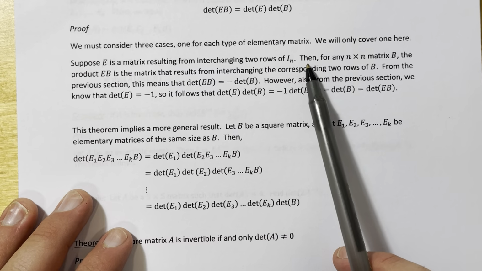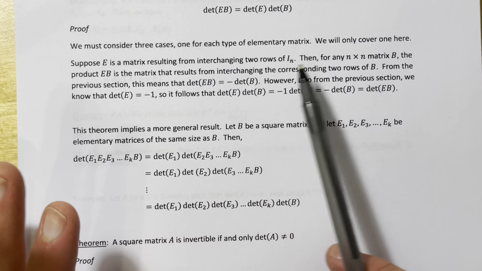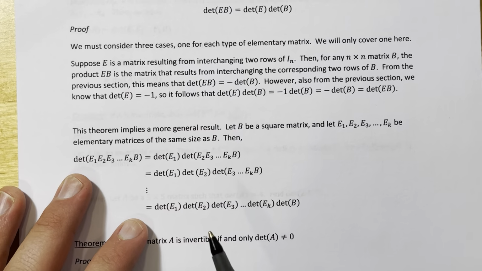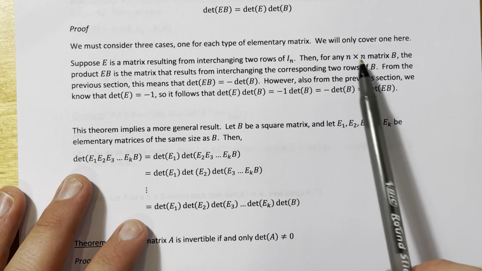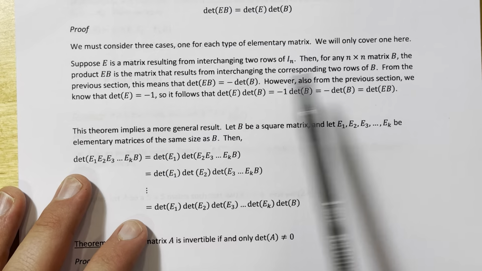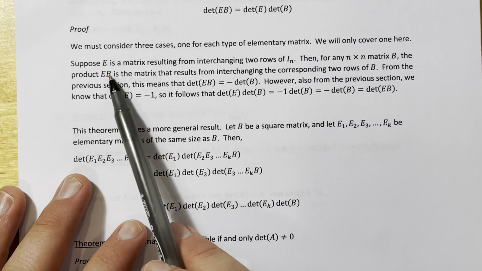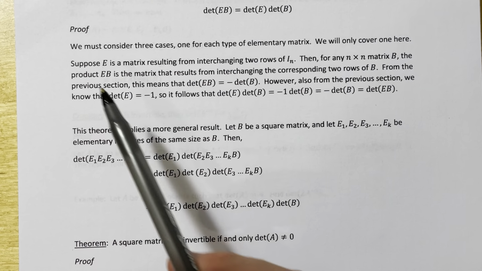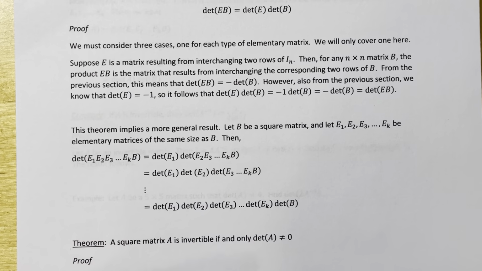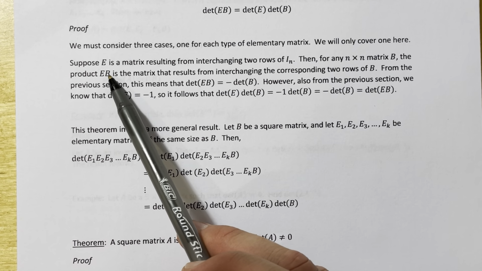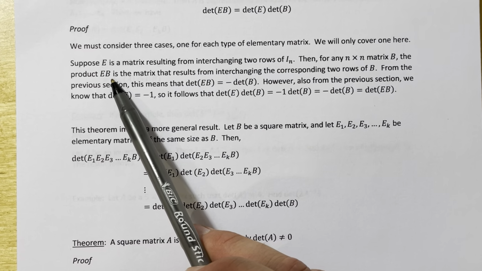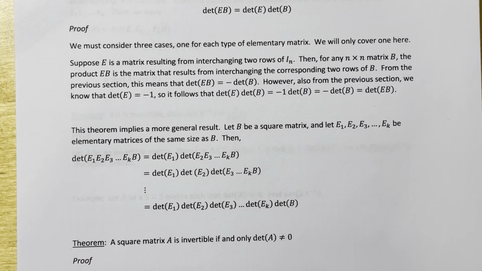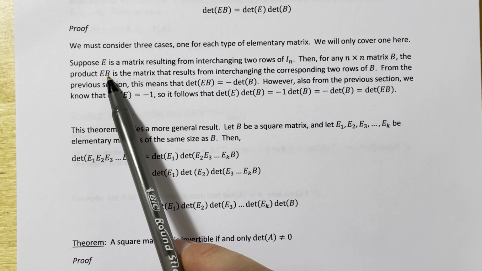Okay, so here's what we know about elementary matrices. If I'm looking at that specific case of an elementary matrix E, and if I multiply E to the matrix B on the left, then back in chapter 1, we showed that that does the same thing as performing that corresponding row operation on B. In other words, this product, E times B, will do the same thing as just interchanging the corresponding two rows of B.